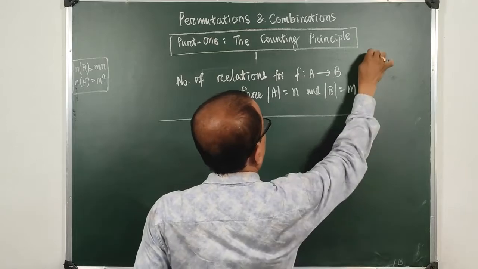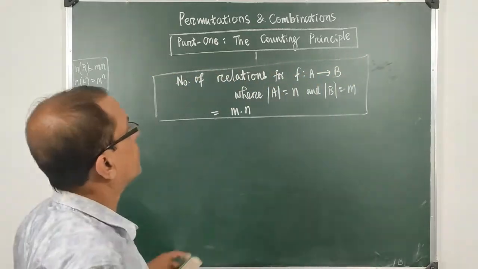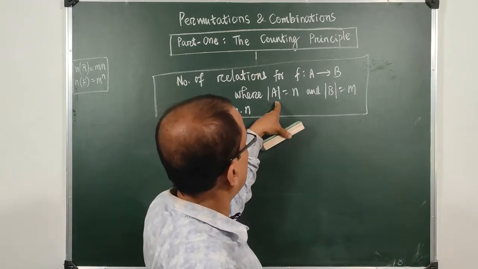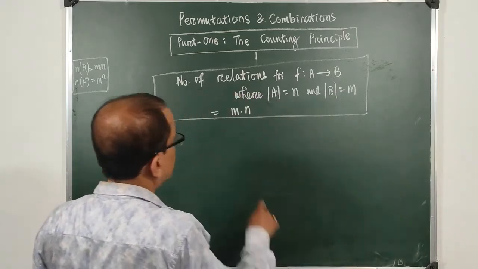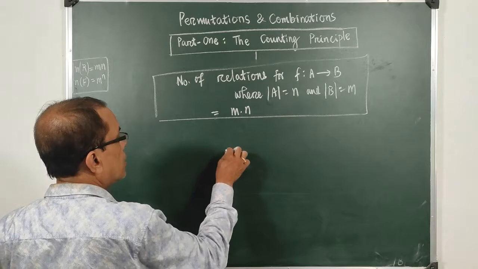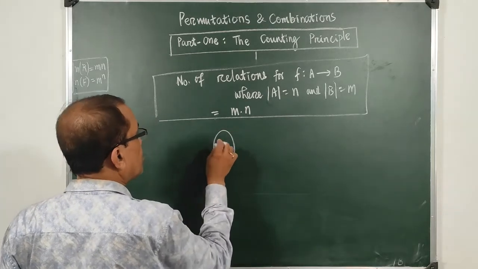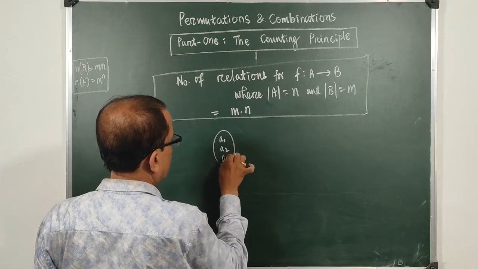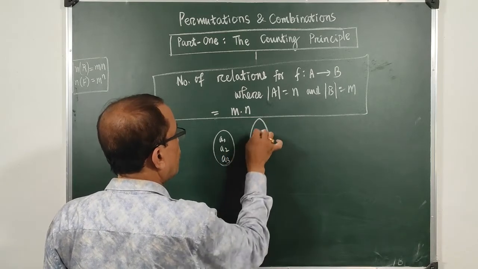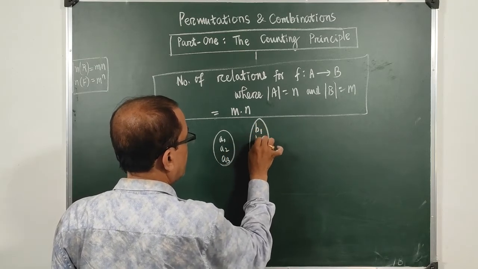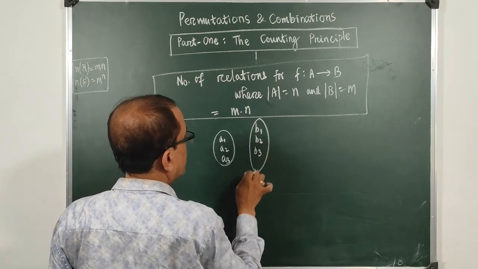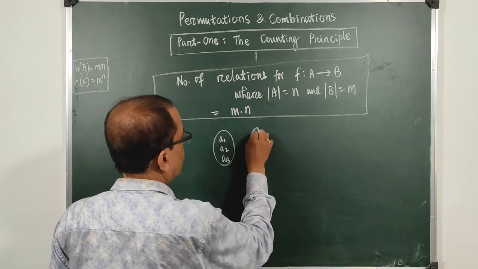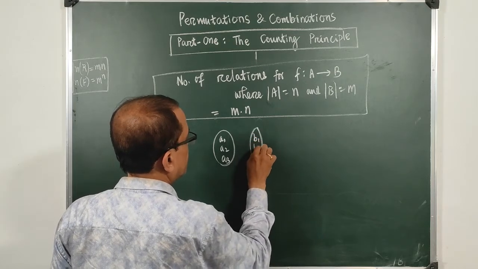Why does such a thing occur? The number of relations for f, a relation from A to B where the cardinality of A is n and the cardinality of B is m, is m^n. Why does this occur? Let us take three things here, say a1, a2, a3, and take two things only there, b1, b2, so that it becomes smaller and easier to understand.